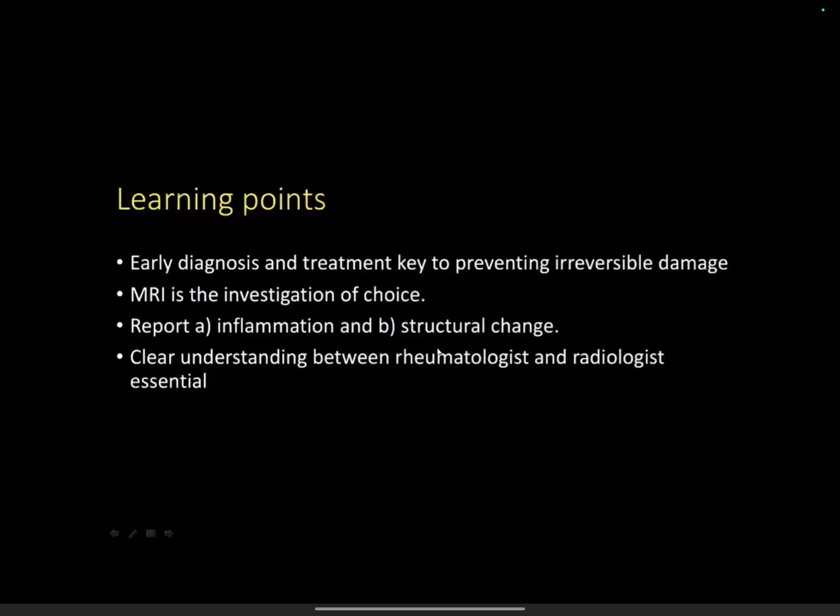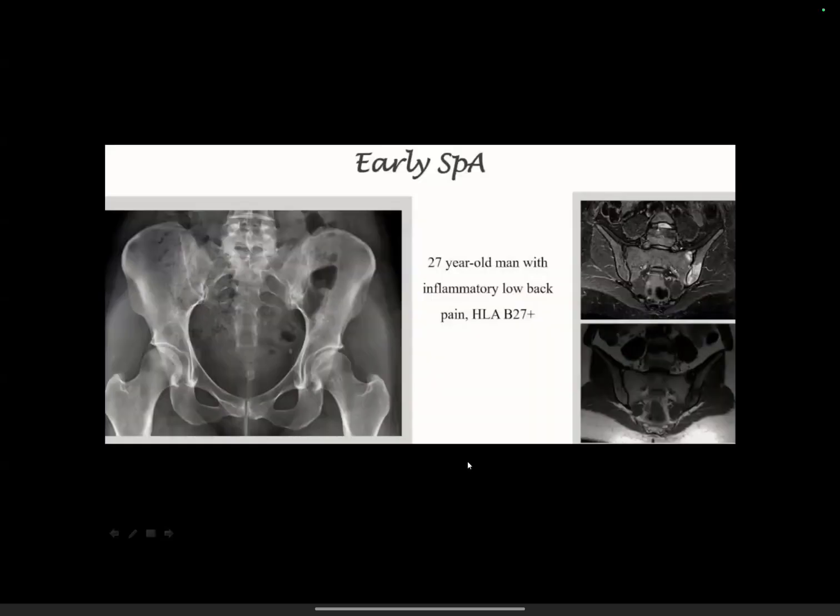We have to report inflammatory changes, we have to report structural changes, and we have to be in communication with the rheumatologist. That makes life really easier. Yeah. So now this is a case of early SPA. So this was a young man, inflammatory back pain and HLA-B27 positive. So what are we seeing?